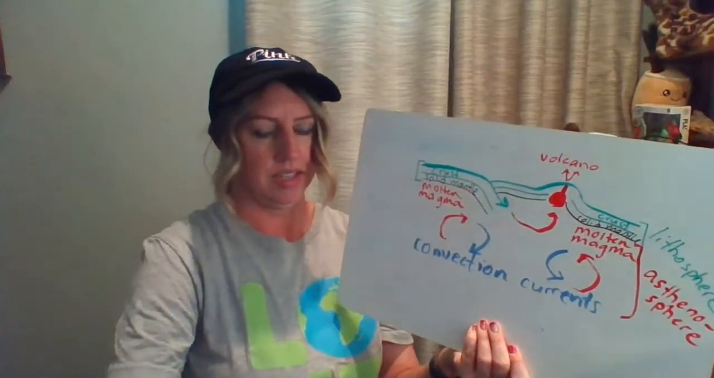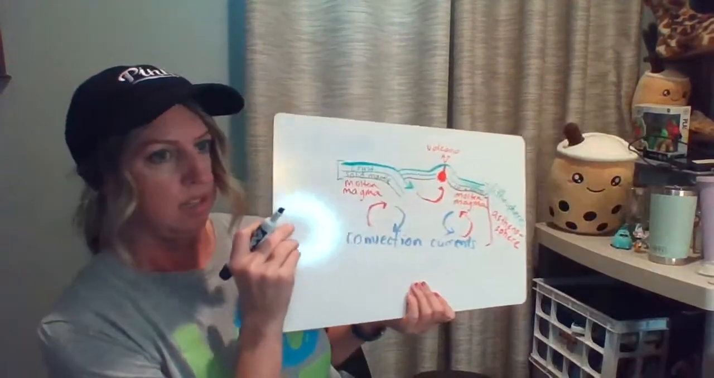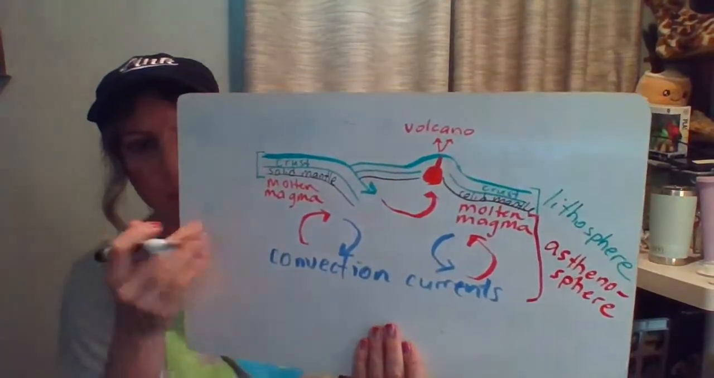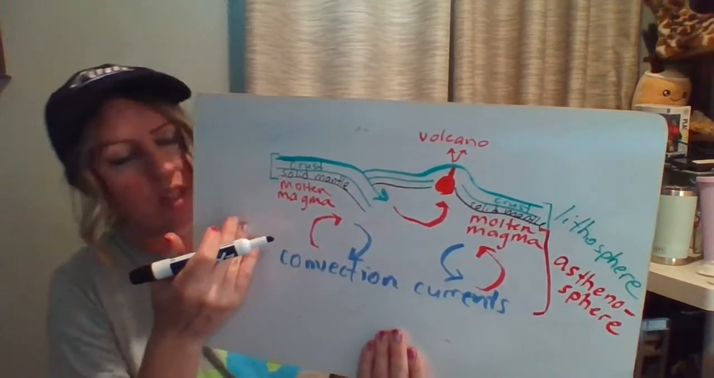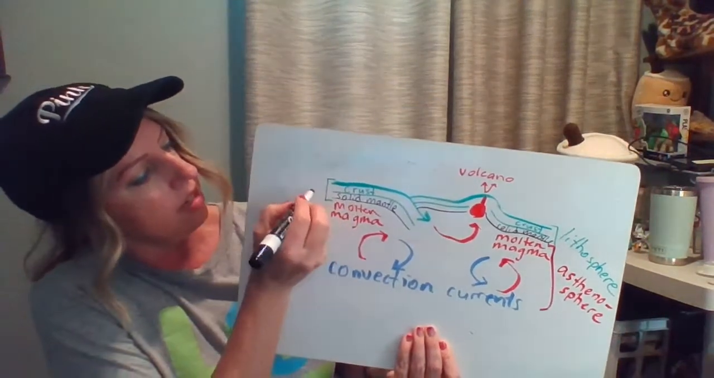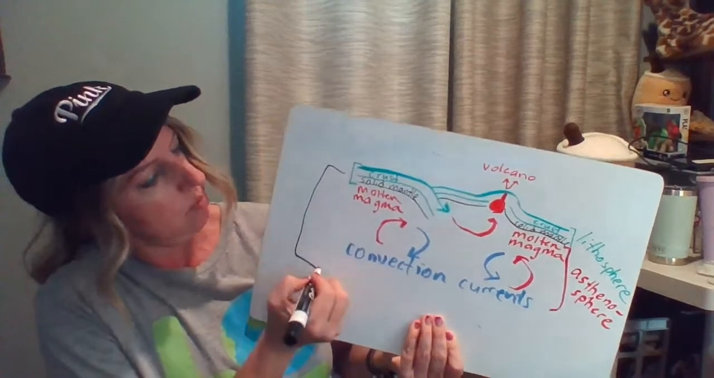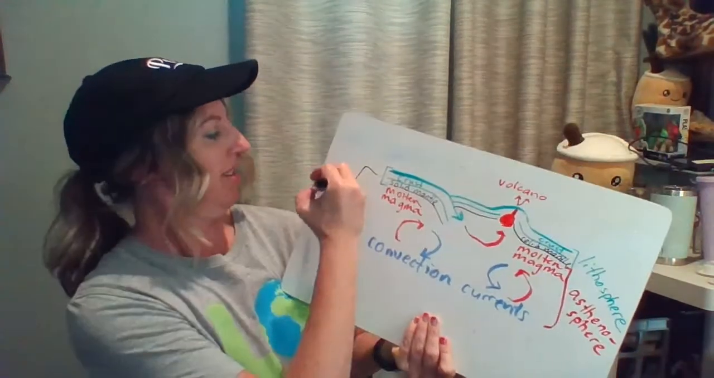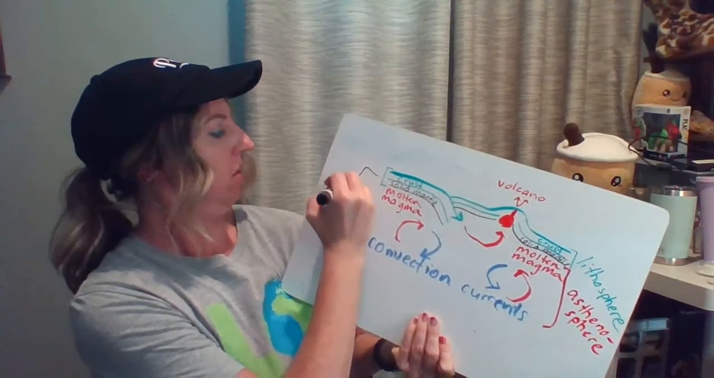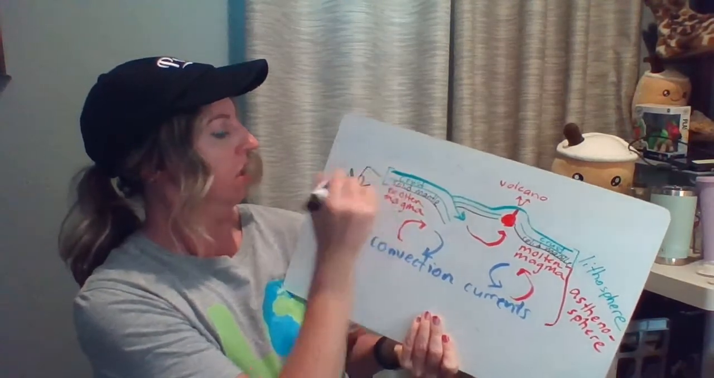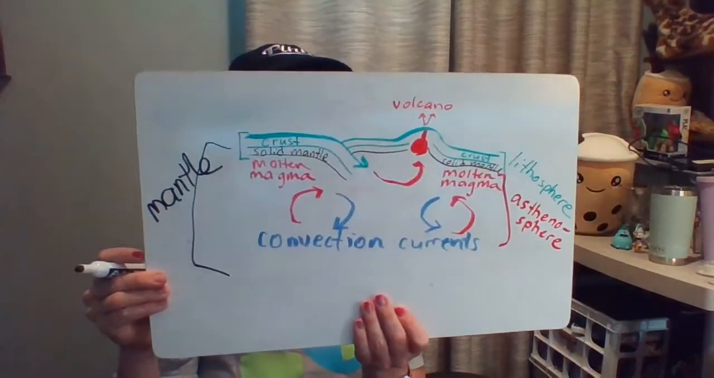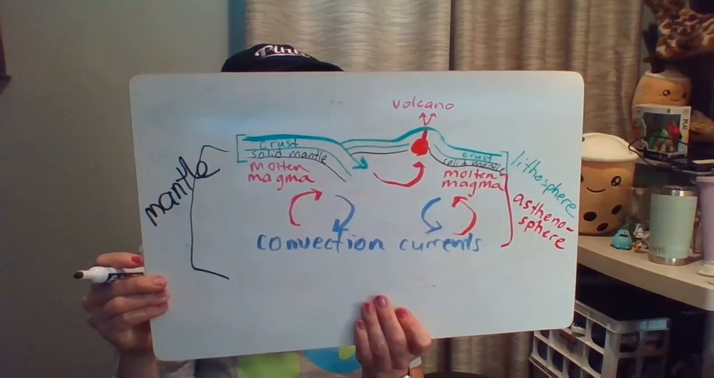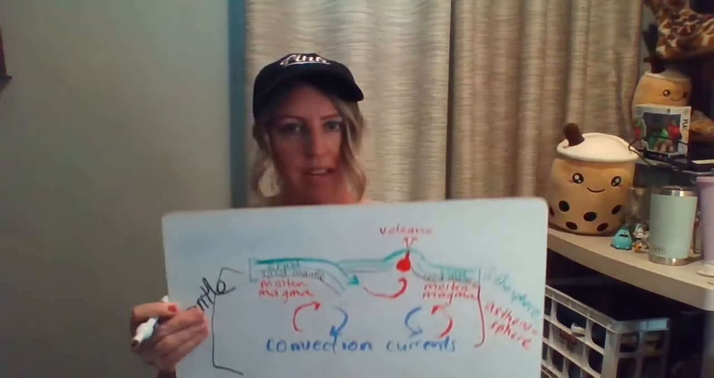Now, the mantle in this whole picture, we're going to go on the other side here. It's going to include the solid mantle and the molten magma. And that's going to be your mantle. And that is the basics of how you draw a convergent boundary.